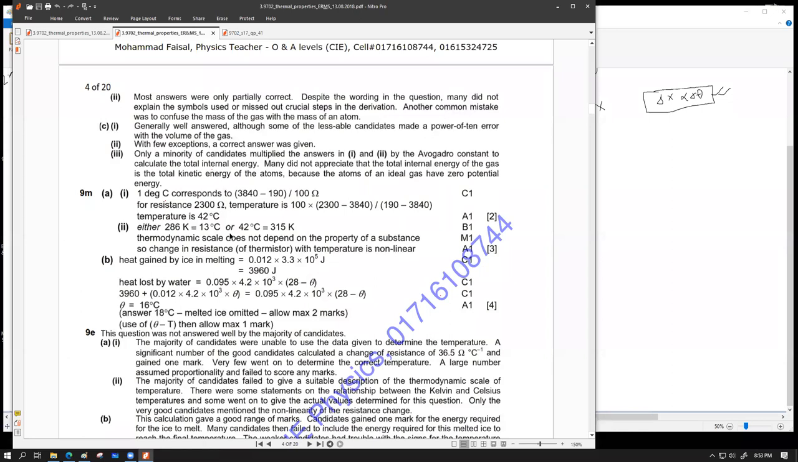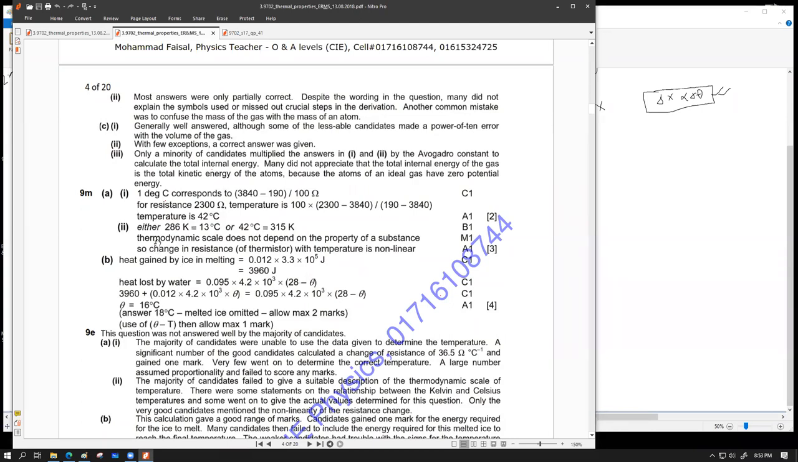286 Kelvin. What is 42 degrees Celsius? Also, 42 degrees Celsius was your answer. My bad. Yeah. You have to show the conversion of any of these two values. So you can go either way, from Kelvin to Celsius or Celsius to Kelvin. So there should be a mention of the temperature conversion.